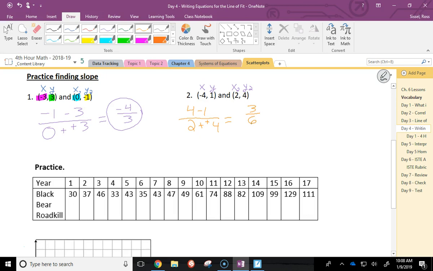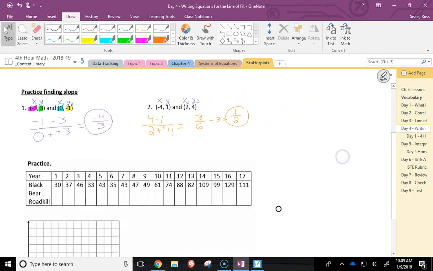Good. 3 over 6. We simplify because 3 is common. It becomes 1 over 2, or 1/2. Good job, man. Okay, so here's what we're going to do today.